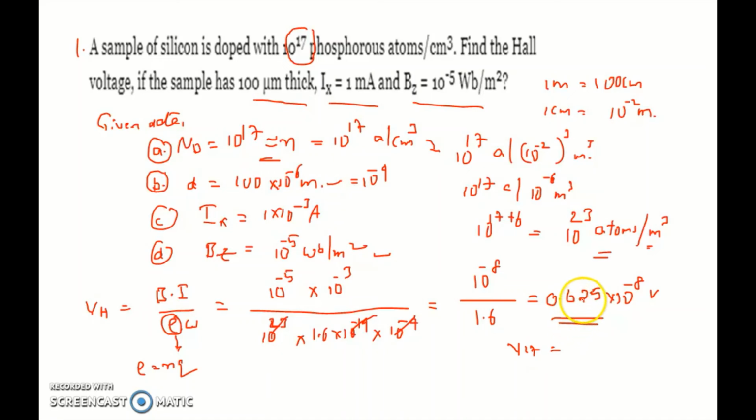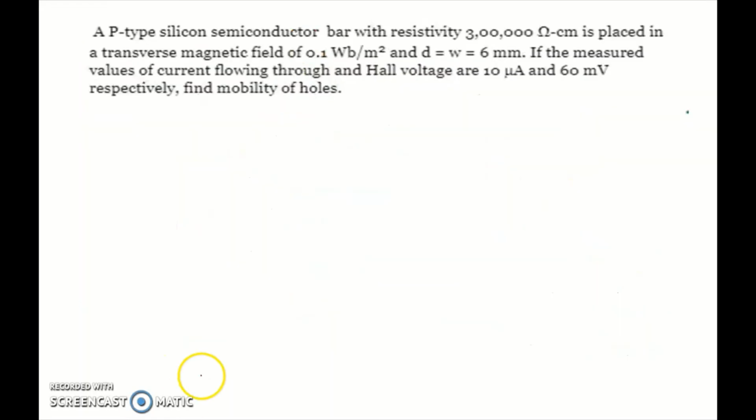So now I got the Hall voltage as 0.625 into 10 to the power of minus 8. It can be taken as 0.0625 microvolts. Okay, so this much Hall voltage we are going to get for Ix equal to 1 milliampere, magnetic field intensity 10 to the power of minus 5 Weber per meter square, thickness of 100 micrometers, and 10 power 17 atoms per centimeter cube. Okay, it is a way of solving such type of problem. Okay, next we will see the next problem.